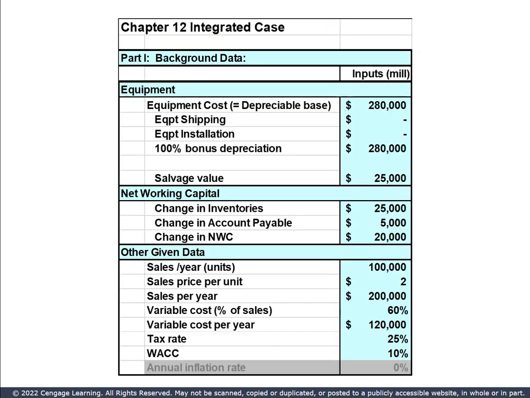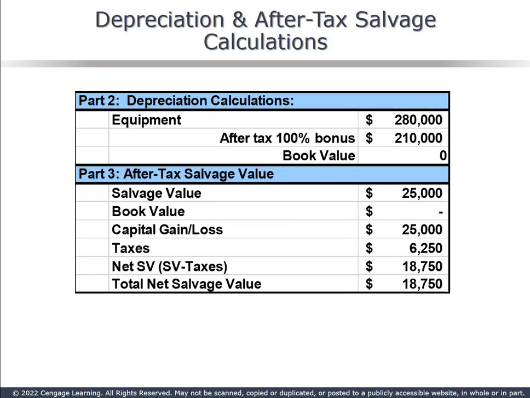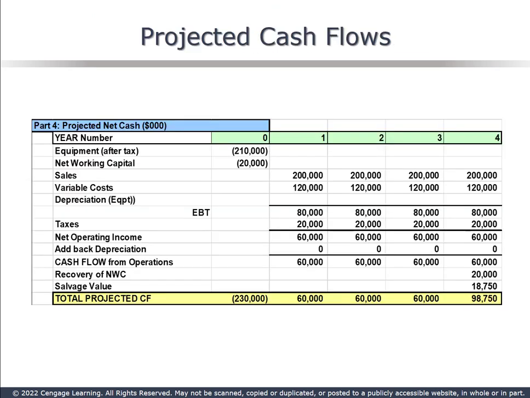This shows the top part of an Excel worksheet to set up and solve our project analysis. This displays all the given data. In the real world, this is how you'd want to set up this type of analysis. Putting all the given data at the top keeps it together so that if anything changes, you can change it in one place. This details the depreciation and after-tax salvage value calculations. And this is the pro forma cash flow portion.